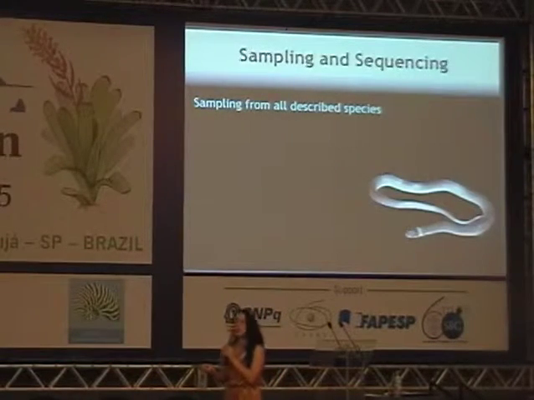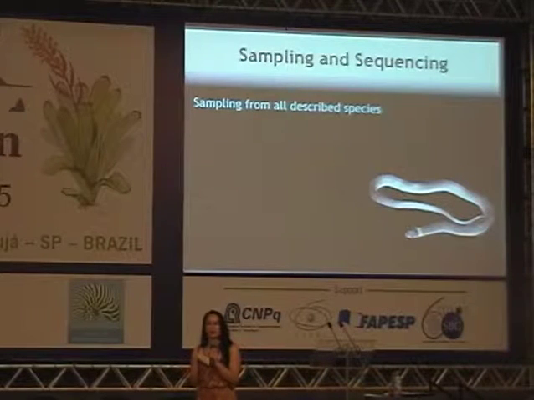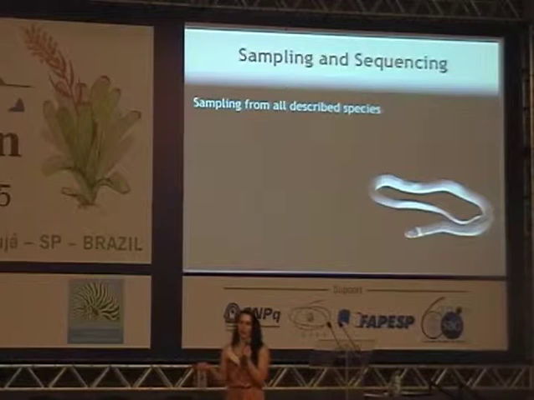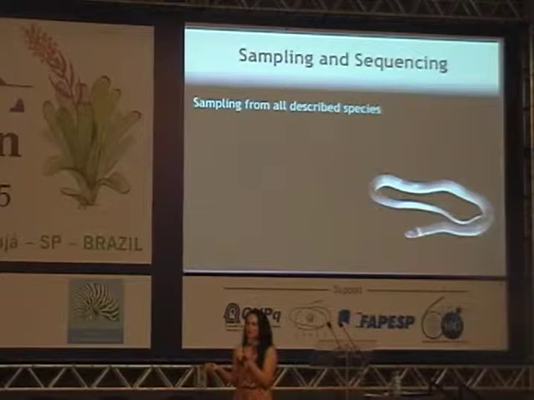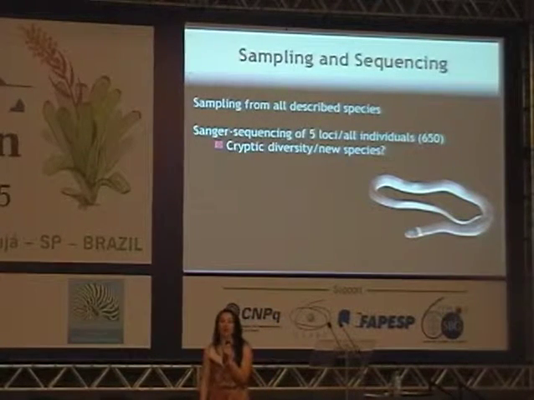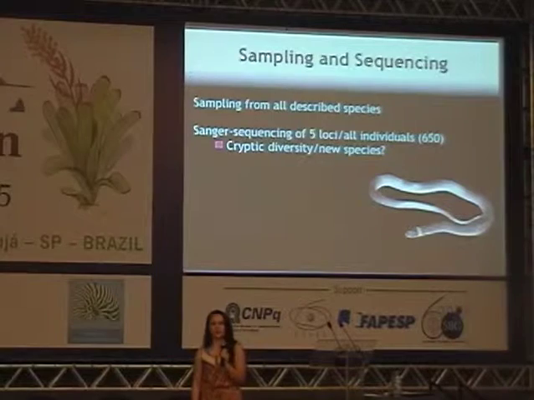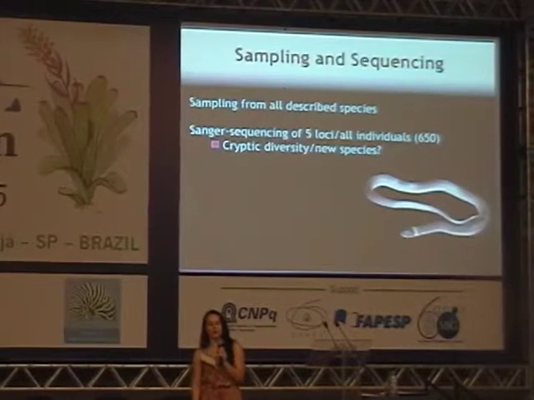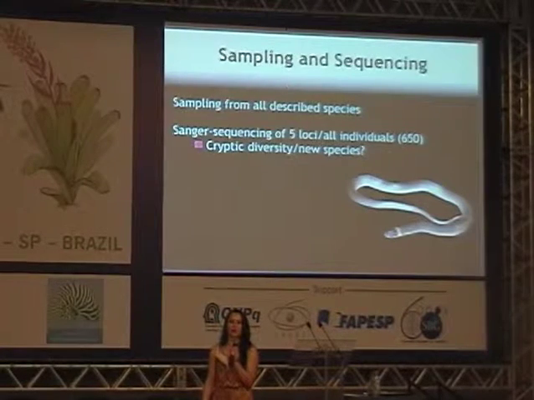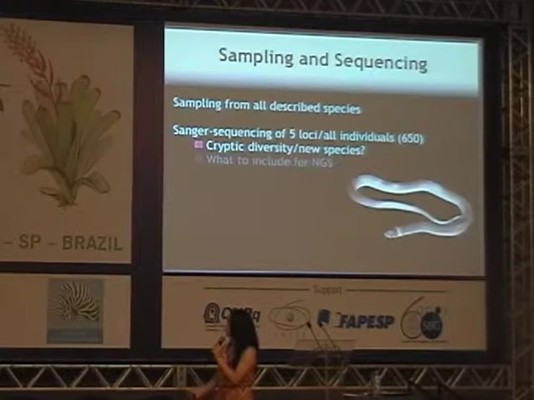So the sampling and sequencing strategy in this study is basically you want to sample all the described species if you can. Some of them are known from one or two or three specimens, but we're doing our best with a lot of field work to get them all. Sanger sequencing for 5 loci in all individuals. So right now we're at about 650 pseudoxyrophines in our data set, and I've been sequencing 5 loci that are pretty commonly used in squamate phylogenetics.